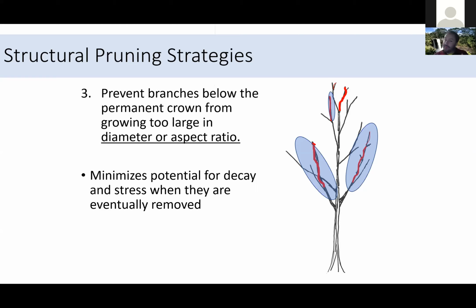We also want them to be relatively small, i.e. have a small aspect ratio, half the size of their parent branch or less, so that they will develop a branch collar, right? Because a collar keeps decay out. When we remove the branch, we want it to have a collar there guarding against decay. So we keep temporary branches small in both diameter and aspect ratio to avoid heartwood and to encourage collars developing.